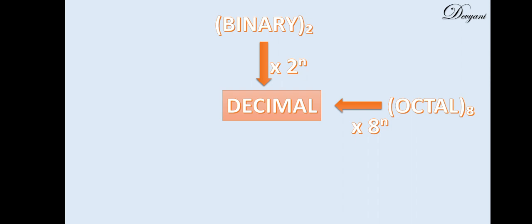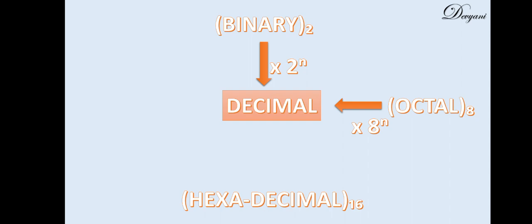Now if we have a binary number and we are supposed to convert it into a decimal number, the only thing that we are going to do is to multiply it with 2 raised to the power n, which refers to the number of digits there. Then from octal to decimal, as we know, the base of an octal number is 8, so we'll be multiplying an octal number with 8 raised to the power n in order to convert it into a decimal number.